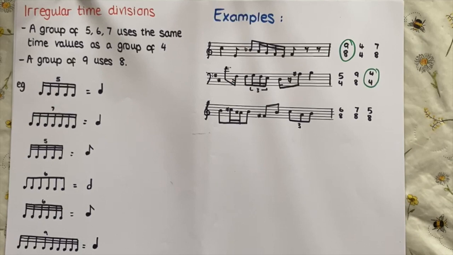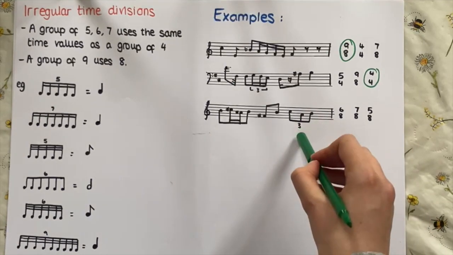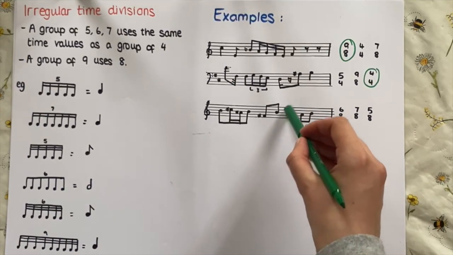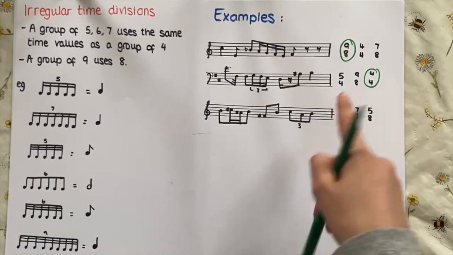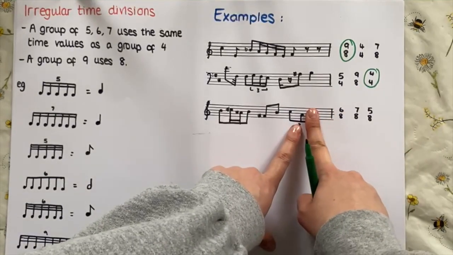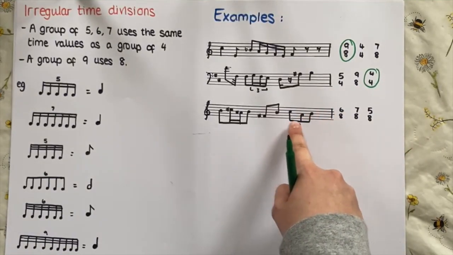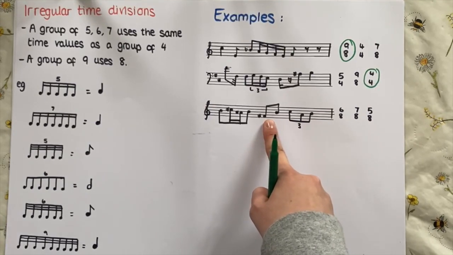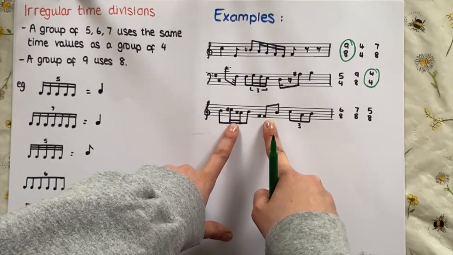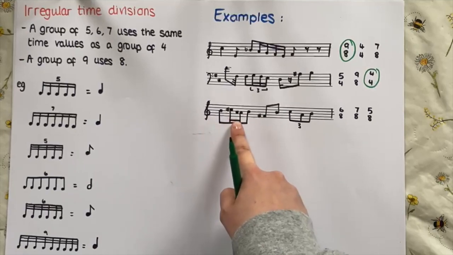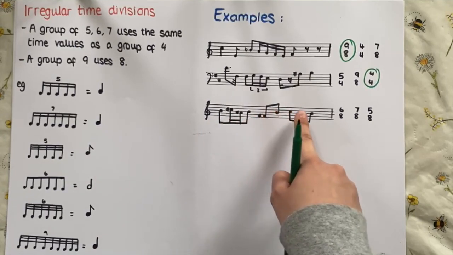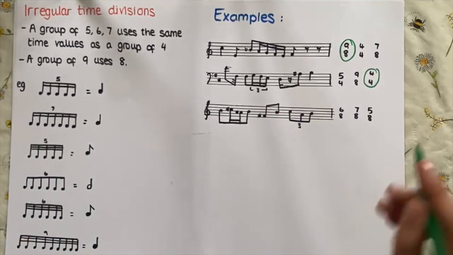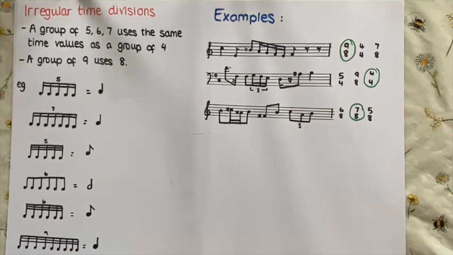This last one, again, we've got triplets. So these 3 quaver triplets, chop off 1, that is the same as a crotchet. So we've got 1 crotchet, 2 crotchets, and then here we've got quaver, 2 semiquavers, quaver. So we've got 1, 2, 3, 4, 5, 6, 7 quavers. So that one is 7/8.